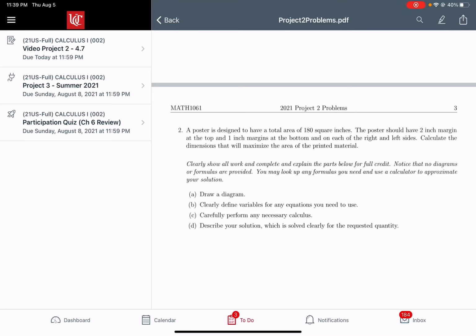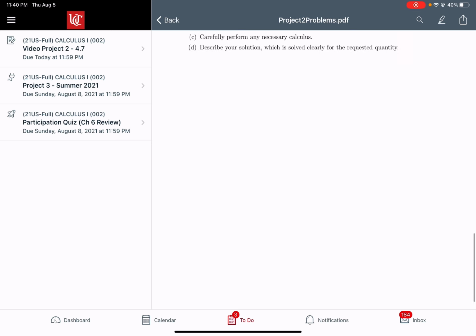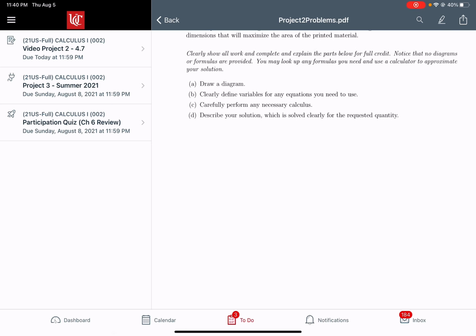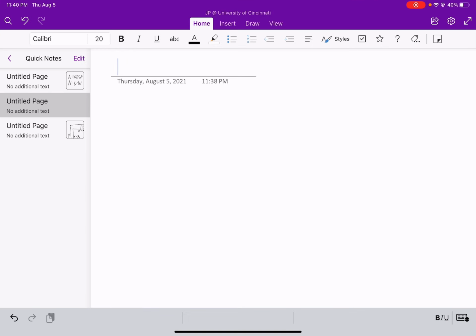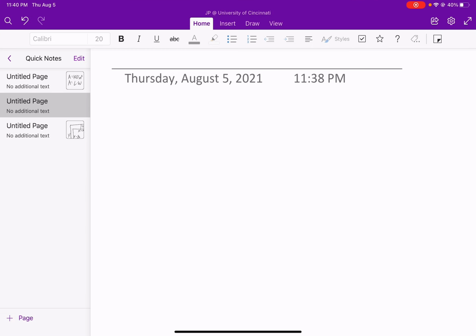Our problem is a poster is designed to have a total area of 180 square inches. The poster should have a 2-inch margin at the top and 1-inch margins at the bottom, and on each of the right and left sides. So calculate the dimensions that will maximize the area of the printed material, and everything else is just directions. So with that said, we'll get into OneNote here and get after it.